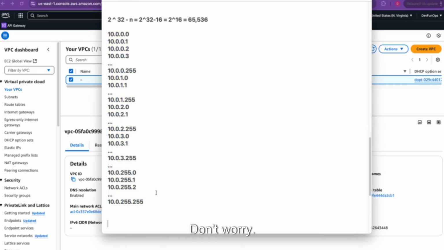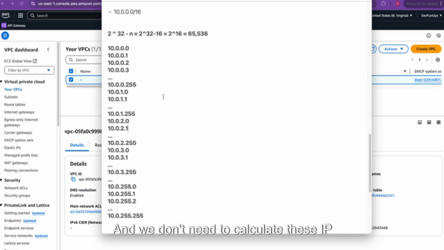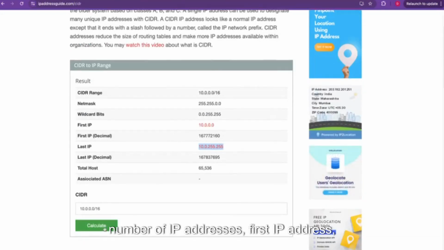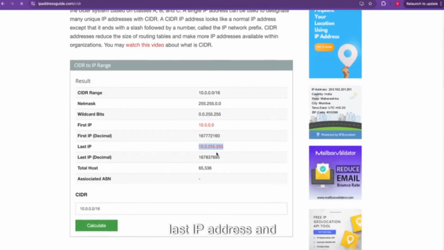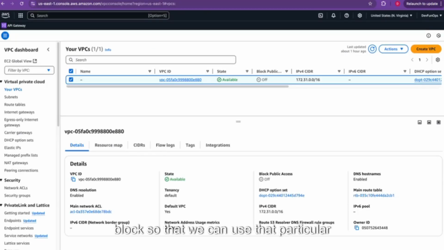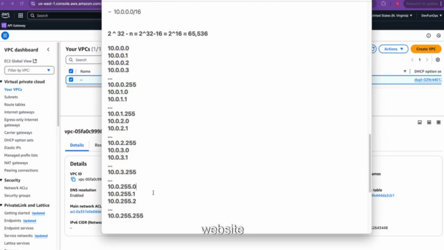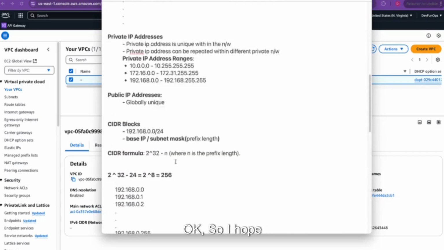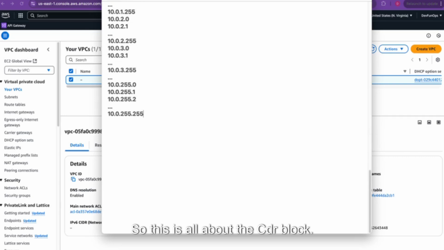Don't worry, we don't need to calculate these IP addresses every time. We do have some websites which will provide us the number of IP addresses, first IP address, last IP address, and total number of IP addresses within any provided CIDR block, so that we can use that website and get the IP address range. Okay, so I hope this is clear. So this is all about the CIDR block.